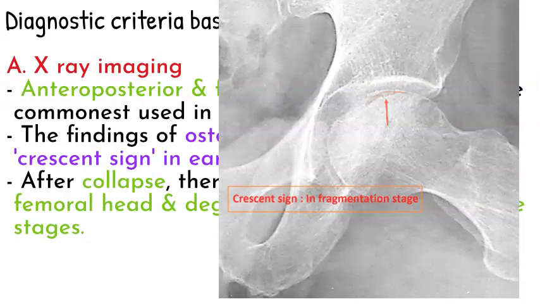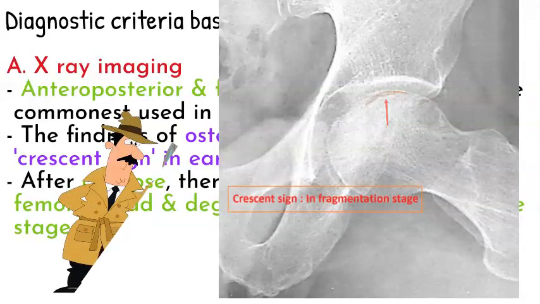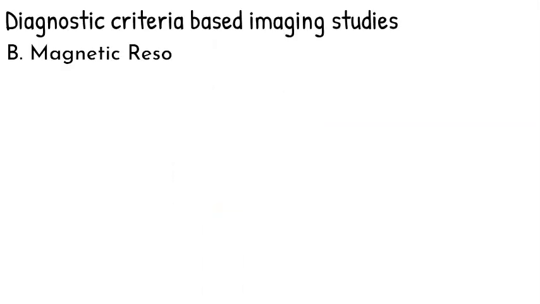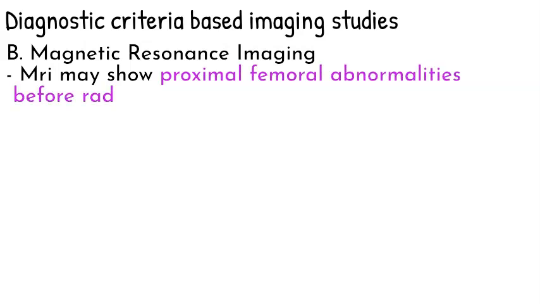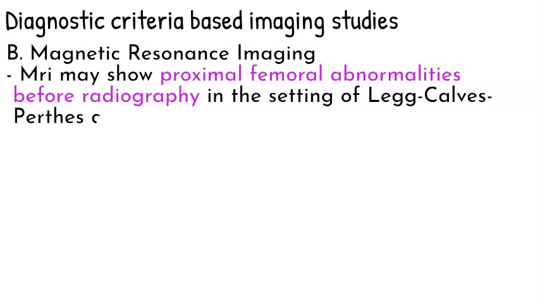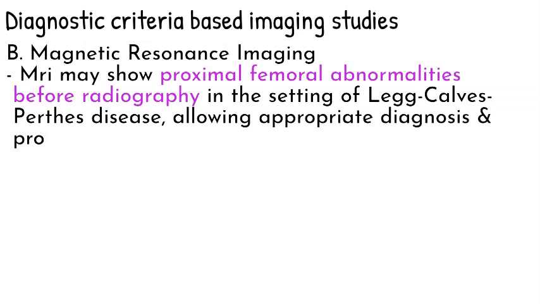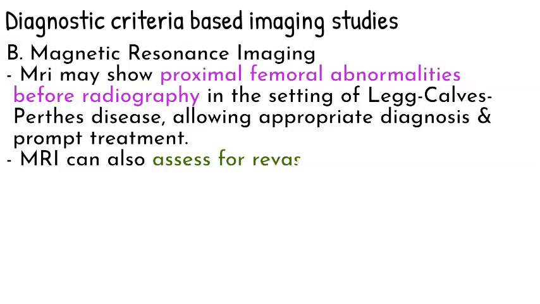This X-ray shows a crescent sign in fragmentation stage. B. Magnetic resonance imaging, MRI. MRI may show proximal femoral abnormalities before radiography in the setting of Legg-Calvé-Perthes disease, allowing appropriate diagnosis and prompt treatment. MRI can also assess for revascularization, healing, and shows complication.